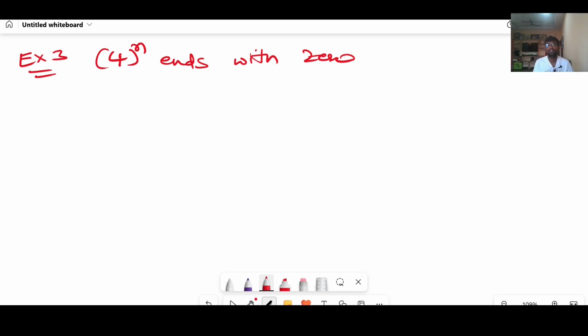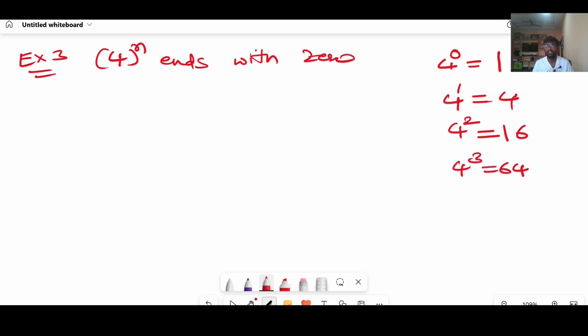Here, if you take 4 power 0, you will get 1, because anything power 0 is 1. 4 power 1, you can take the value as 4. 4 power 2, you will get 16. 4 power 3, you will get 64. And 4 power 4, you will get 256. Look at here, every number ends with either 4 or 6.